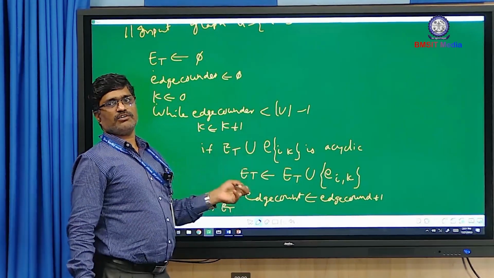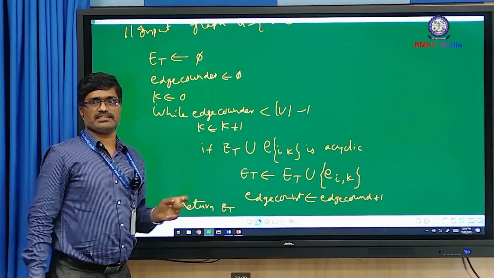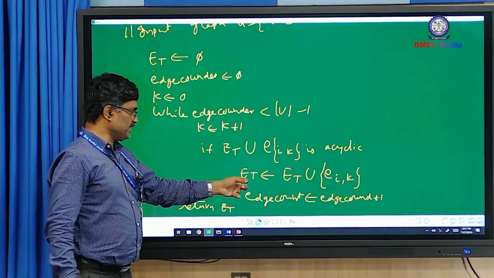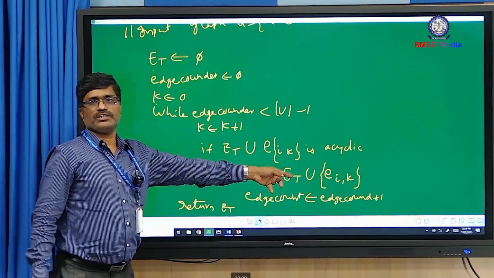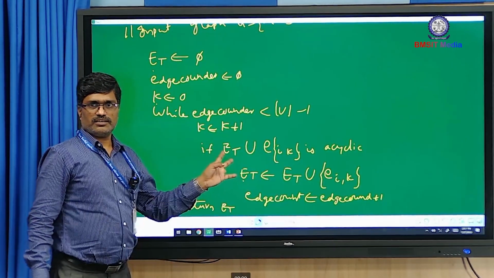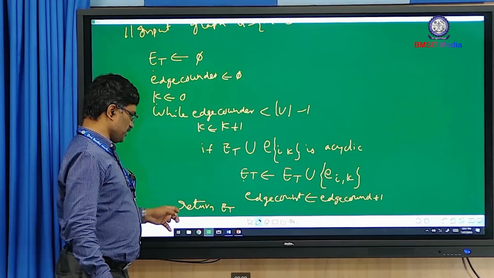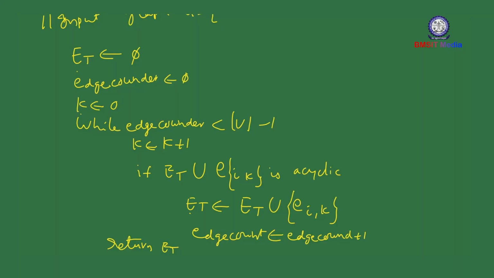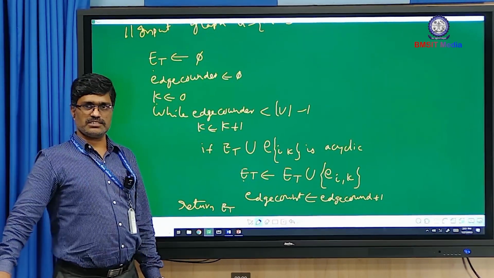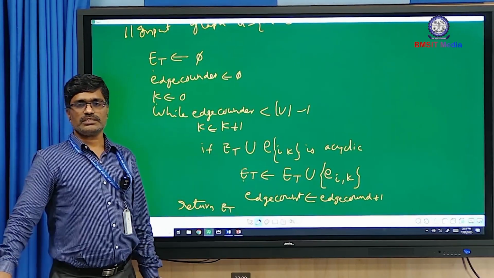In that entire graph, if you are taking the minimum element which does not have a cycle, that element will be taken. Once you find that it is acyclic, then you add it: E of t is equal to E of t union E of I comma k. Once you have drawn that spanning tree and connected that node, edge counter is equal to edge counter plus 1, and return E of t. So this is Prim's algorithm and Kruskal's algorithm. Solving Prim's and Kruskal's is different, but finally we will get the same answer.